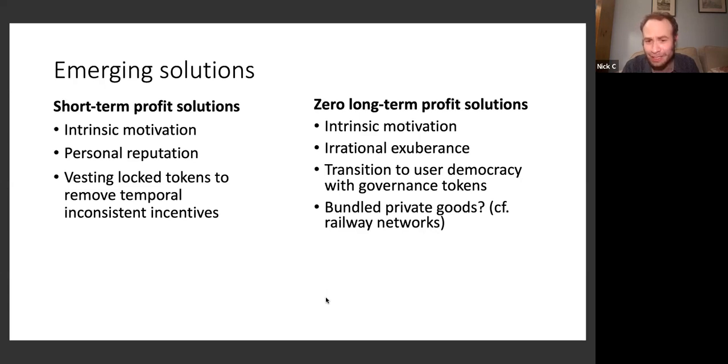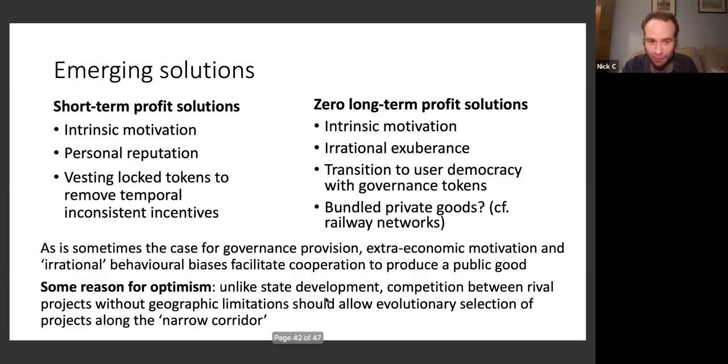And I think what's very interesting is transition. What's very popular now is a transition to user democracy with governance tokens. I'm going to give an example of that in a second. And one thing that hasn't been talked about quite so much, and I can talk about a bit more in the Q&A, is the possibility of bundling private goods, or rather putting yourself in a position to provide private goods by providing the common protocol. If you think about the way that Linux developed, a lot of that was offering a common system, but by that stage you're a specialist who can make a lot of money by helping people use the system in various ways.